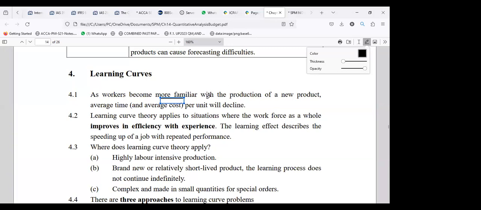So as a worker becomes more familiar with the production of a new product, average time and average cost per unit will decline. And it's very true. Most of us have that much experience: when you are given a job which could take a new person a long time, you find you take a very short time. That shows you have been learning, and you can do it in a short time. But your cost reduces, because while you do it in a short time, they give you more tasks to continue doing.